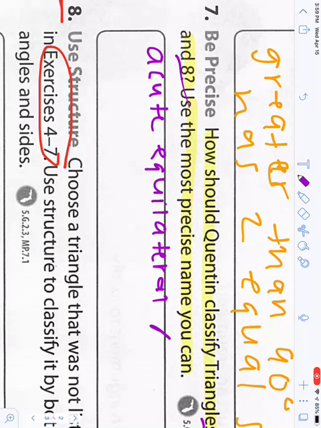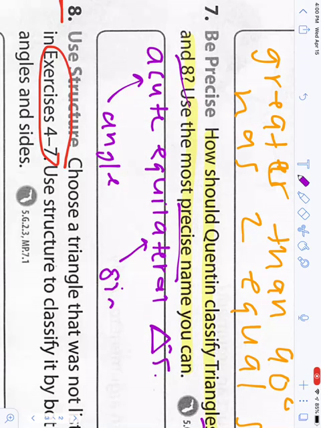Equilateral triangles. Beautiful. Use the most precise name. That's pretty accurate. We talked about the angle and we talked about the sides.